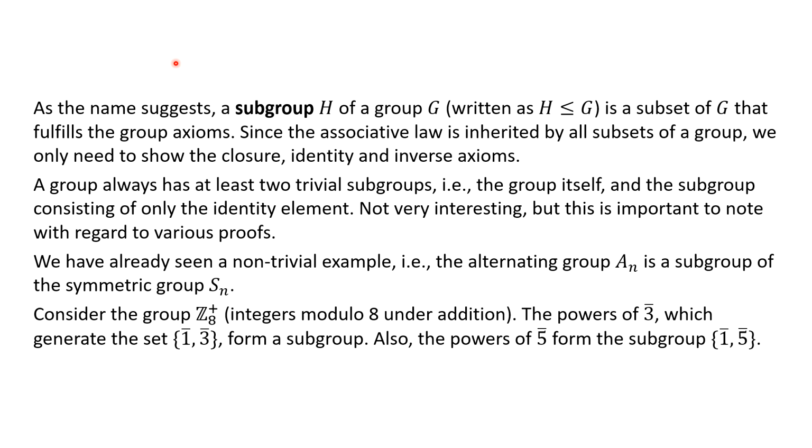As the name suggests, a subgroup H of a group G, written this way here, is a subset of G that fulfills the group axioms. And we already saw this in the previous lecture when I talked about the alternating group of the symmetric group Sn, the alternating group A sub n. So I've already used the term before, but I'm formally defining it here. A group always has at least two trivial subgroups, the group itself and the subgroup consisting only of the identity element. Not very interesting, but it's important to note this with regard to some proofs.